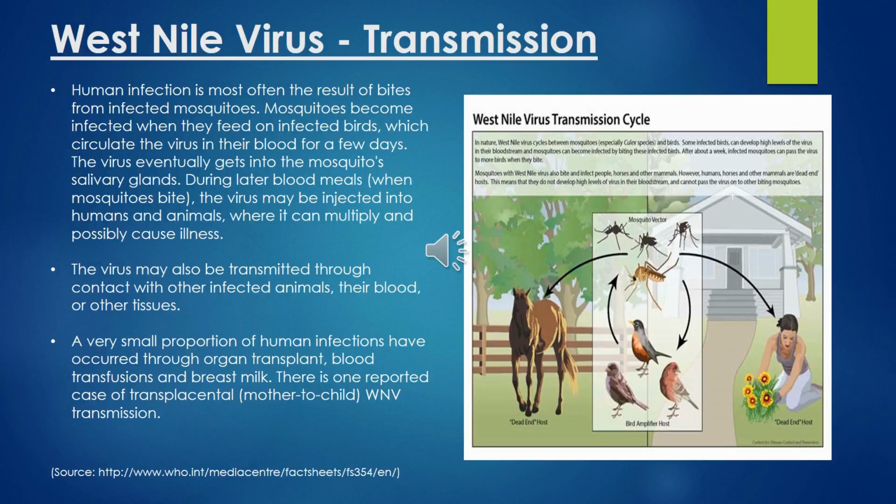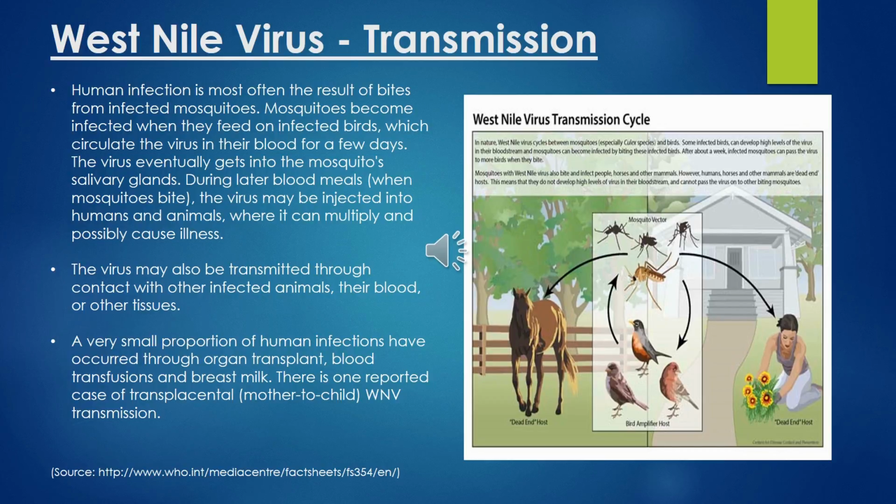Next, I'd like to talk about how the West Nile virus is transmitted from host to host. Human infection is most often the result of bites from infected mosquitoes. Mosquitoes become infected when they feed on infected birds, which circulate the virus in their blood for a few days. The virus eventually gets into the mosquitoes' salivary glands. During later blood meals, when the mosquitoes bite, the virus may be injected into humans and animals where it can multiply and possibly cause illness.